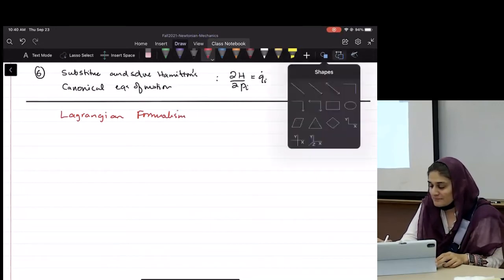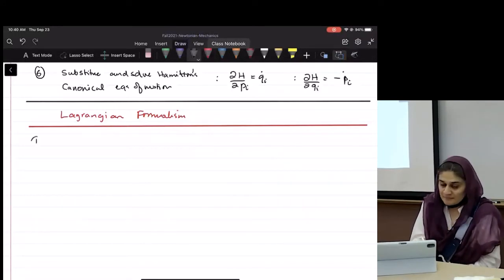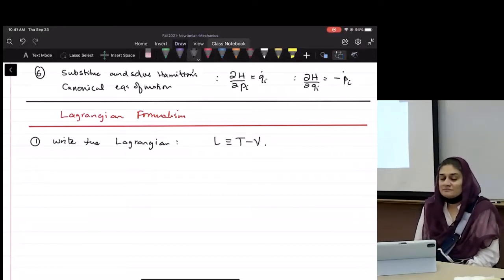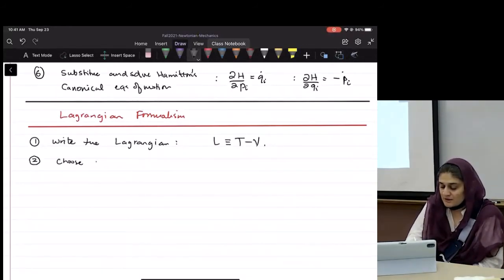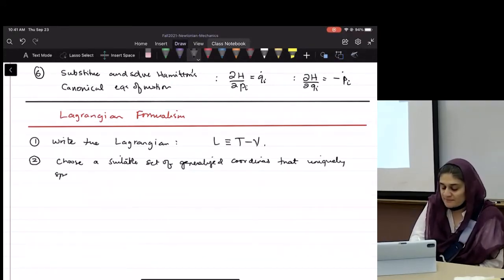So Lagrangian formalism. What was Lagrangian formalism step one? Do you guys want to look at your step ones? That's it. Step one was just write it down. Number two, choose a suitable set of generalized coordinates that uniquely specify your system.